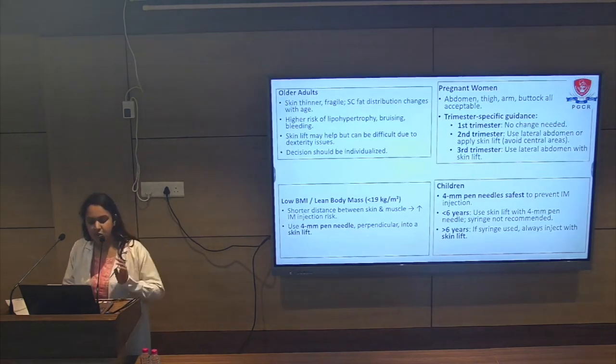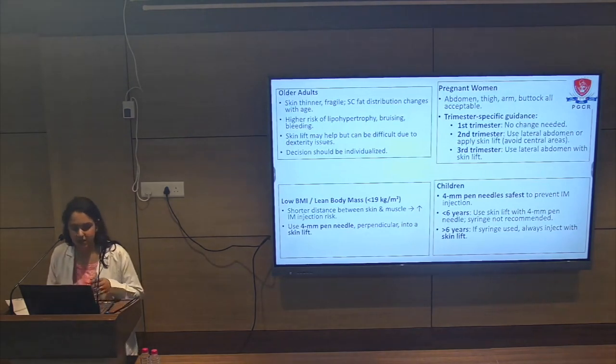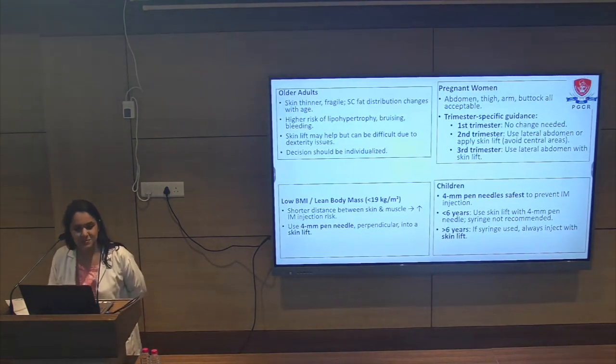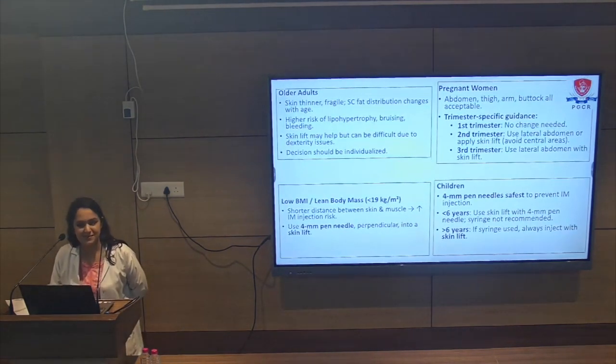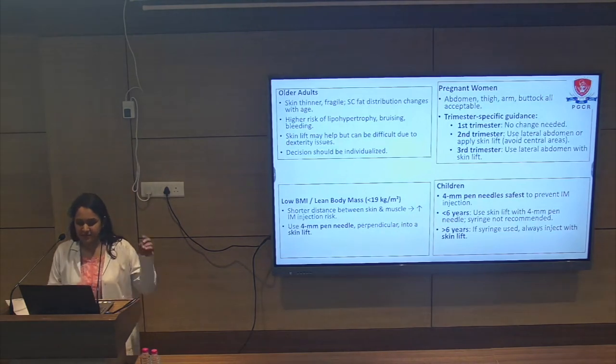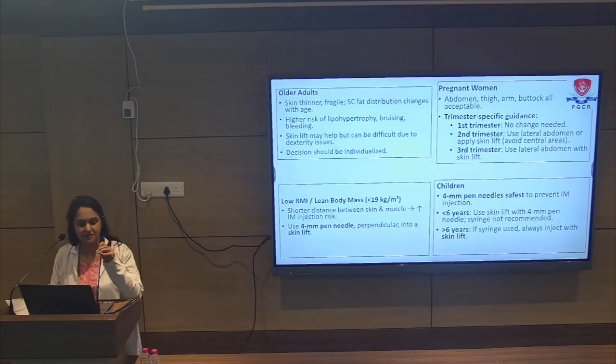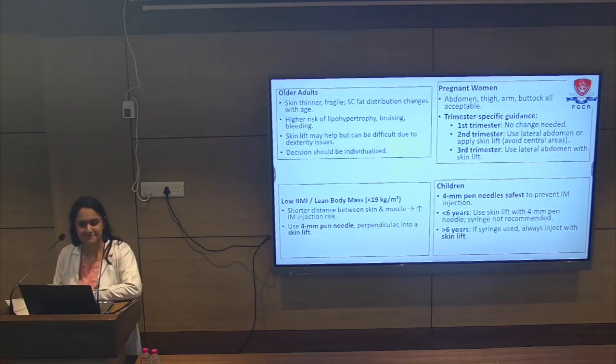In a lean, low BMI patient... Why avoid central areas? We try to keep it lateral because the central part is not conducive for absorption of insulin, because of the presence of the rectus sheath and other things. So the preferable part is the abdomen, lateral side. Then the second preferable area is the thighs.